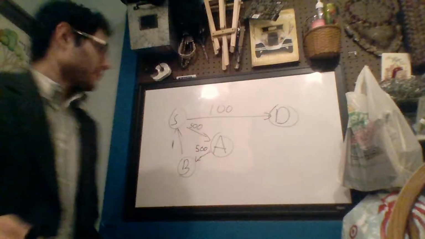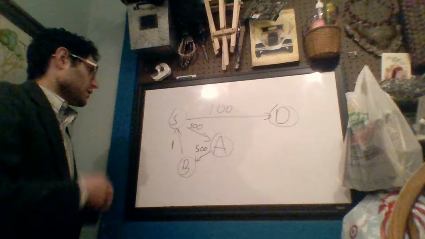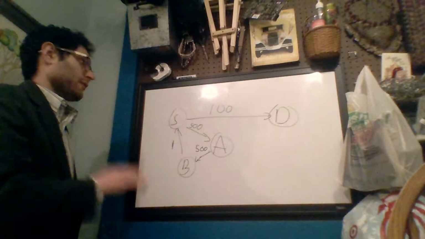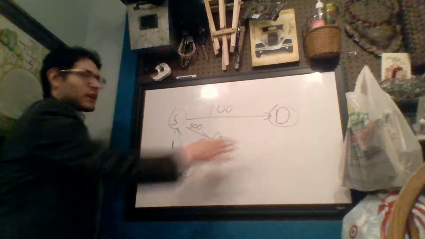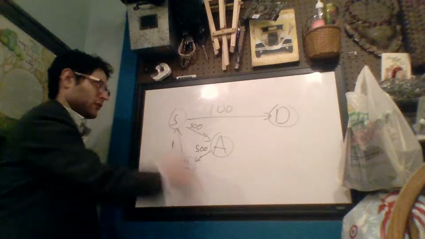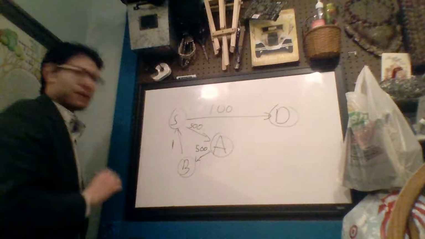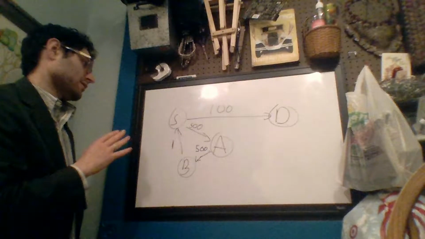Right, time for a pop quiz. So, what is the shortest path from source to destination noted by node S and node D? Right? What's the shortest path? So pause for just a second.